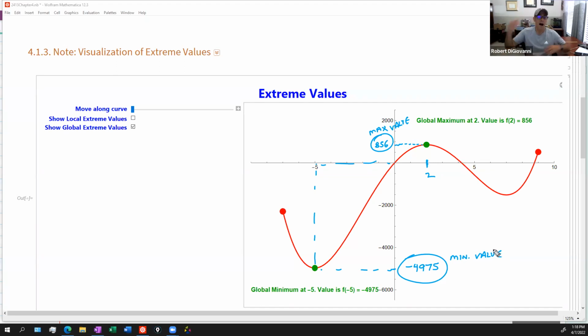Okay, the highest and lowest points on the graph are your absolute maximum and minimum. Is this a pretty straightforward concept in terms of the visual? I mean, there's nothing tricky about this, right? So that's absolute max and min.